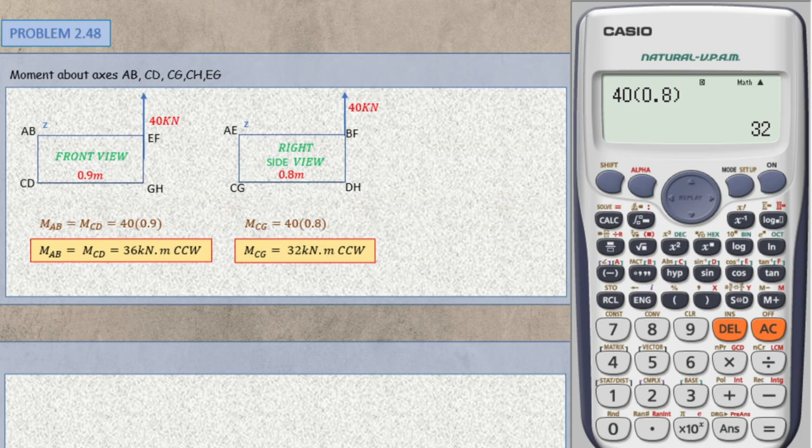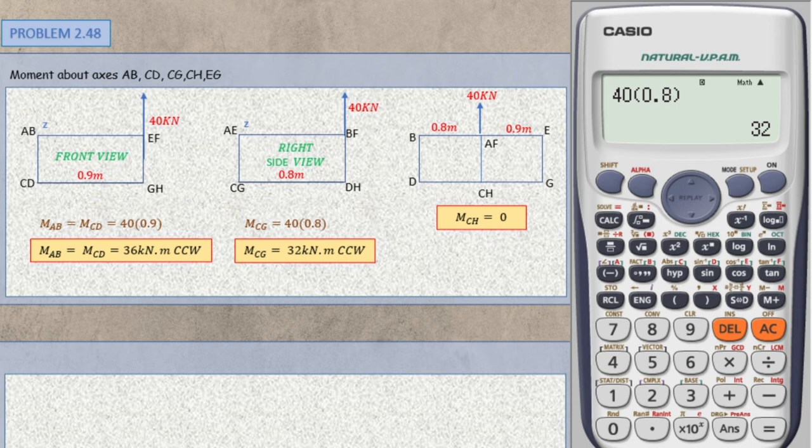How about our CH and EG? Looking at it, not the front view but a side diagonal view, we can see this is our B, this is our D, this is our E, this is our G, this is our CH, this is our AF, and this is our 40 kilonewton. We can now solve for CH and EG. But what can you notice about this one? The 40 kilonewton force is already intersecting our axis CH. Therefore, our moment at CH is zero.